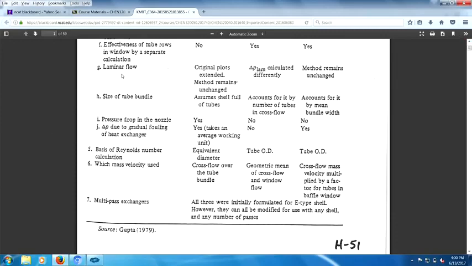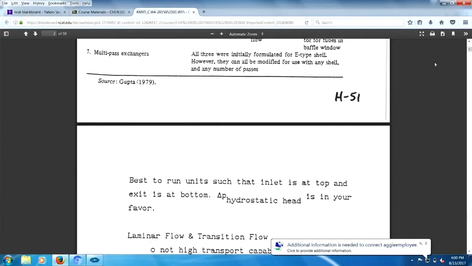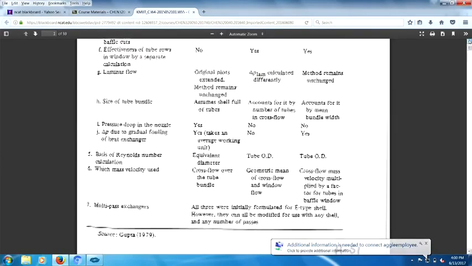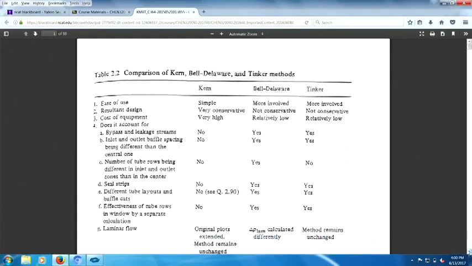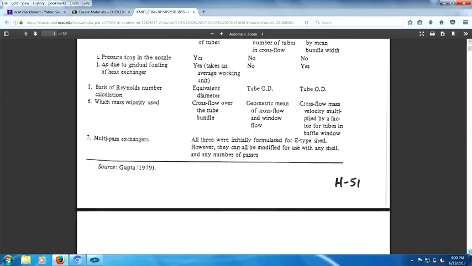Anyway, there's some yeses and nos, whatever. By the way, if you get into computer packages, you won't have a computer package for Kern. That's old stuff. If you run into doing shell and tube heat exchanger designs on a computer, you will, whether you realize it or not, probably be doing the Bell Delaware method. So, I don't know who Tinker is. I'm sure Tinker was a great guy.